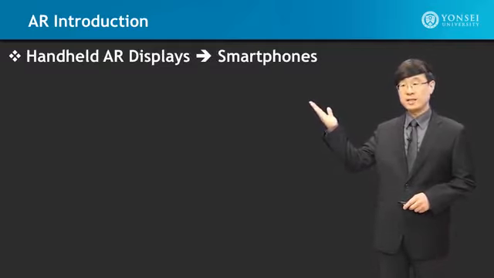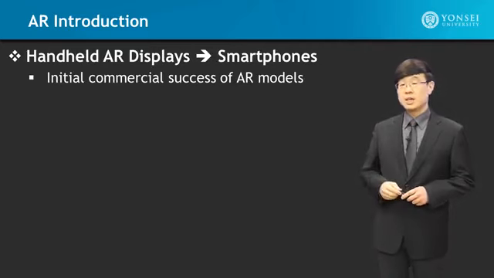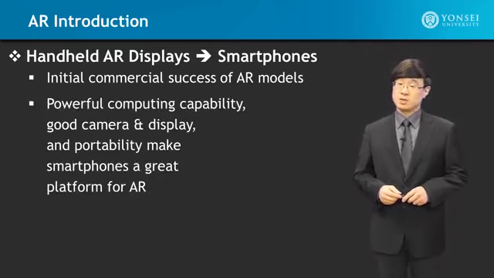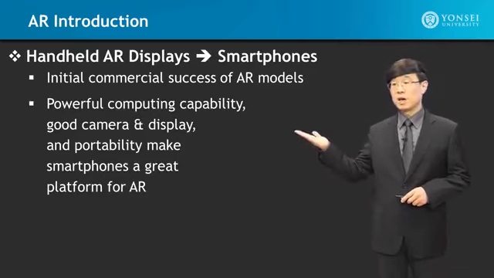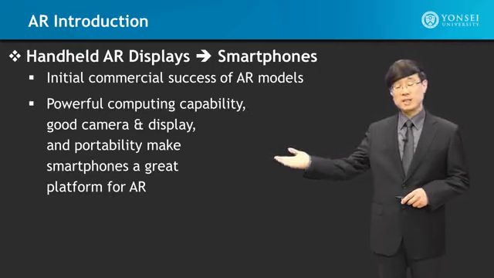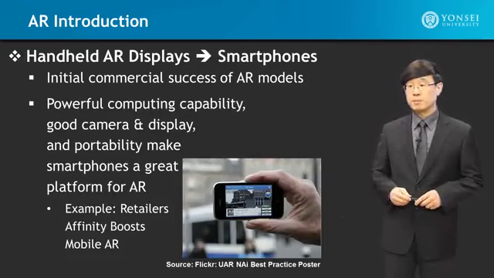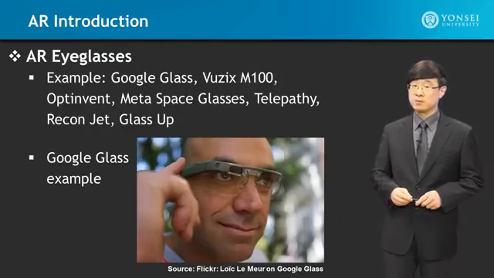Handheld augmented reality displays. The best one to use is smartphones. The initial commercial success of the augmented reality model is the smartphone. The reason is because smartphones have very good processing capability, they have good cameras, they have good displays, and also the portability of these devices make them perfect for augmented reality. For example, this is one model of augmented reality being used on a smartphone.